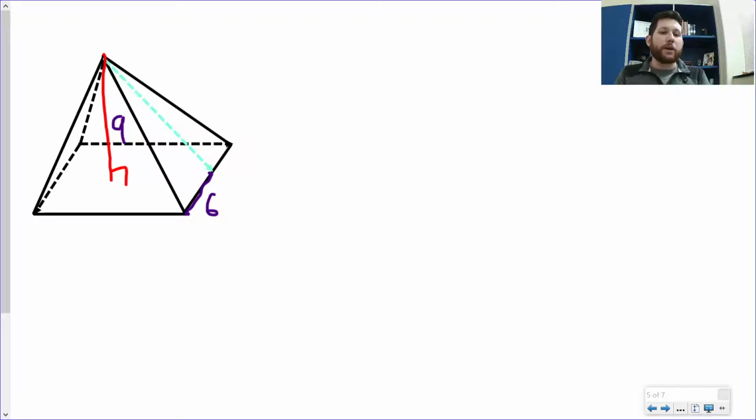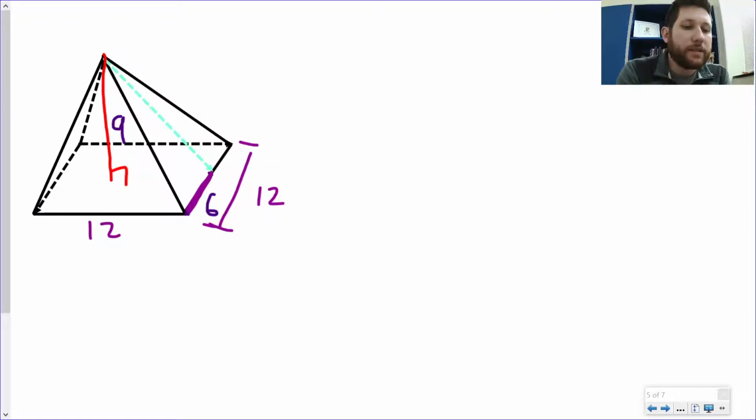All right, let's try another one. Now notice in this case, the 6 is only half the distance here. So the whole distance, and again, we're going to assume that this is a square base unless told otherwise, this whole distance will be 12. And so that means this distance here would be 12.